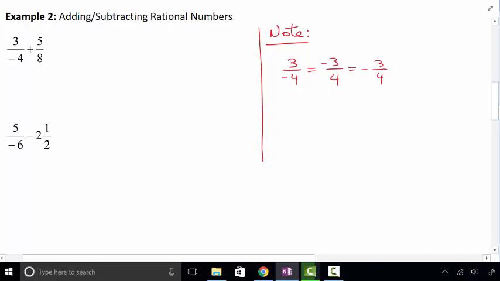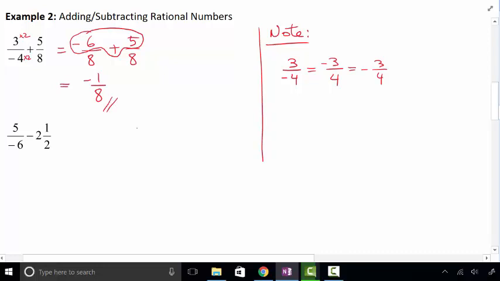So what we get here is, again, I want to push that negative to the top. And of course, when we add or subtract rational numbers, we do need to have common denominators, and I could get common denominators by multiplying by 2 over here. So I get negative 6/8, okay, plus 5/8. So what you're going to actually add is negative 6 plus 5. So negative 6 plus 5 gives you negative 1/8.